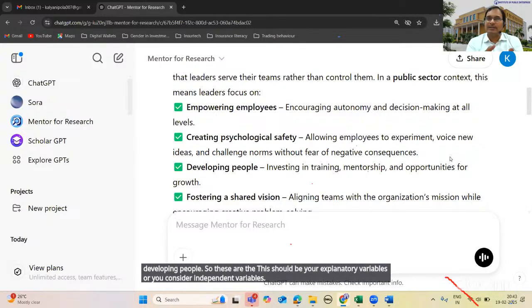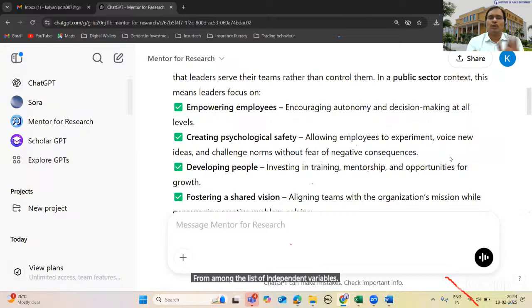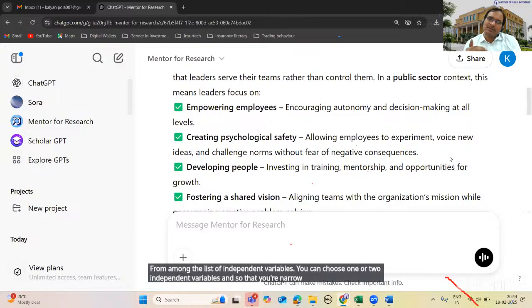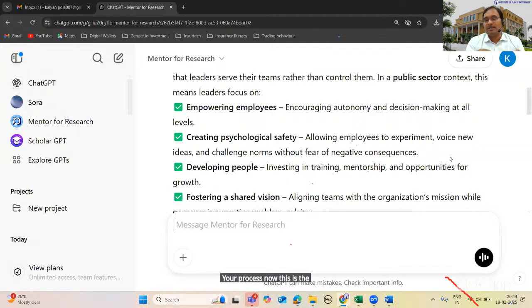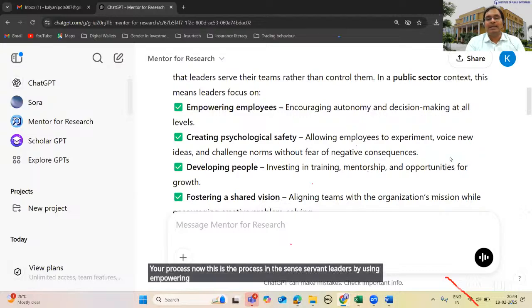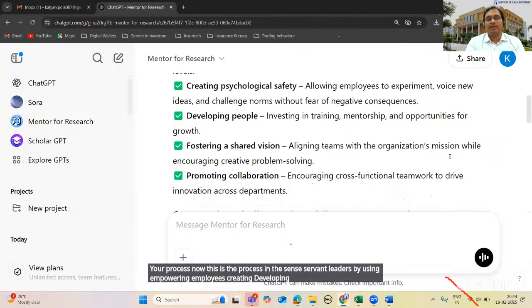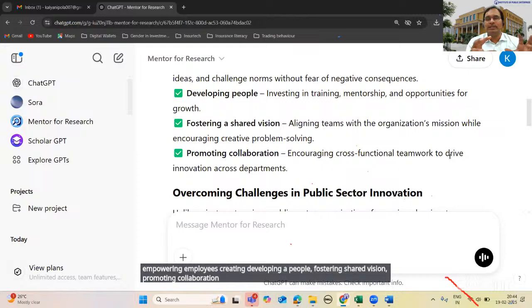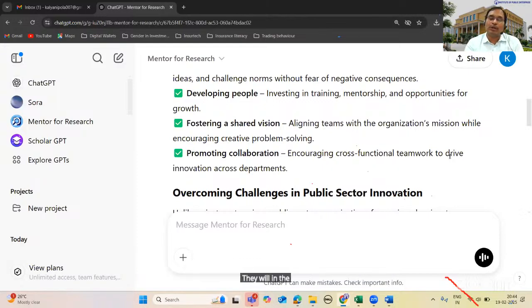From among the list of independent variables, you can choose one or two independent variables, so that you're narrowing down much, in the sense servant leader influencing organization influence. Now that's fine, but how the servant leaders influence the organization is your process. Servant leaders, by empowering employees, developing people, fostering shared vision, promoting collaboration, will influence innovation in an organization.